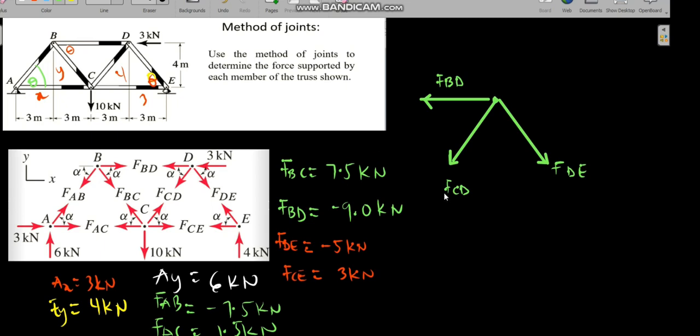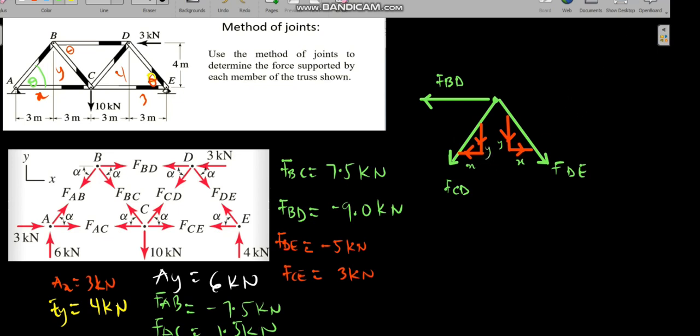Looking at FDE here, you see that it will have both X and Y components. But I know FDE is negative 5 kilonewton, we know that one already. The main thing we need here is to find the X and Y components of this force. So let me indicate this: this will be the Y component and this will be the X component. For this one also, it will have X and Y components. So let me indicate that one also. This is the x component, this is the y, and this is the x, this is the y.